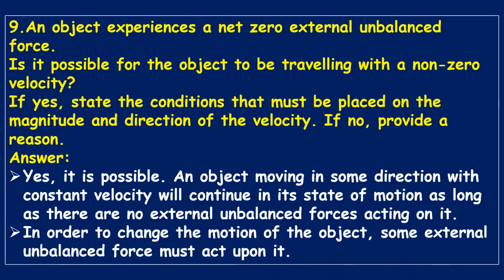In order to change the motion of the object, some external unbalanced force must act upon it. If you want to bring an object at rest into motion, you need to apply some external unbalanced force on it. If you want to stop an object which is already in motion, we have to apply some external unbalanced force. If you want to increase the velocity of an object already in motion, here also we have to apply some unbalanced external force on it. Clear? Right.